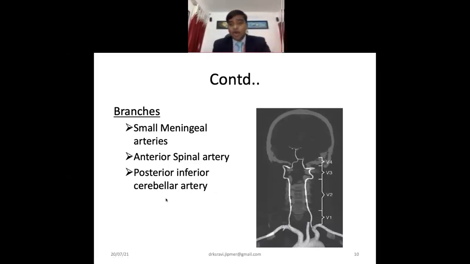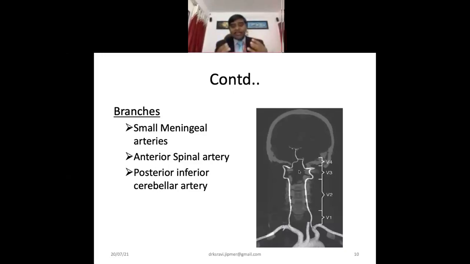When we talk about this anterior spinal artery, we have this vertebral artery. It ascends upwards and enters via this foramen magnum. Then at the lower border of the pons, the two sides of the vertebral artery join and form a basilar artery. So the basilar artery you will be getting on the ventral aspect of the pons. The very first branch which you will be getting from this vertebral artery is the anterior spinal artery.